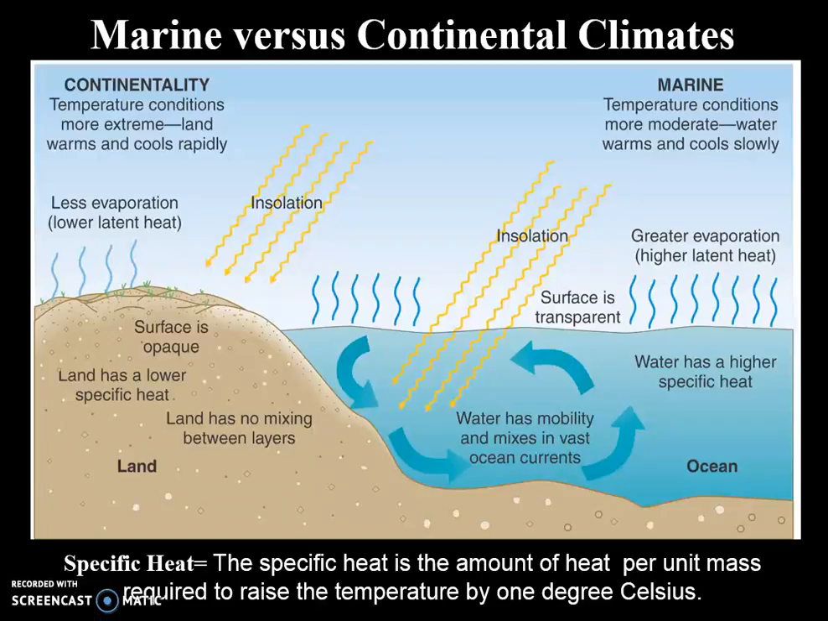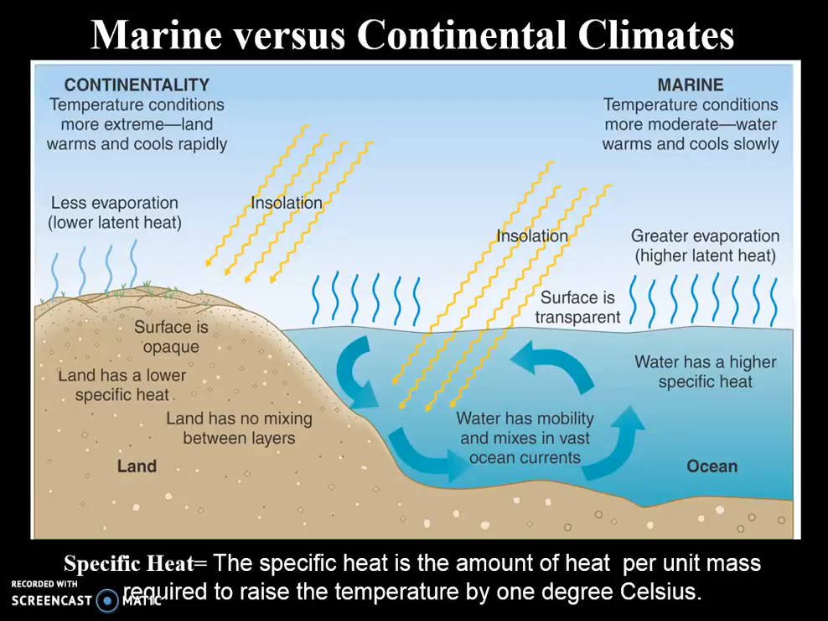Now, looking at some of the specific properties of marine versus continental climate, we know that they're very different. We know that soil cannot mix and turn, and therefore it's going to have a very different specific heat compared to water. So continental temperature conditions are more extreme. Land warms and cools rapidly. We have less evaporation and a lower latent heat. We know that the surface is opaque and the land has a lower specific heat, so as a result, it heats up really fast and cools down really fast, and the land can't mix between layers.